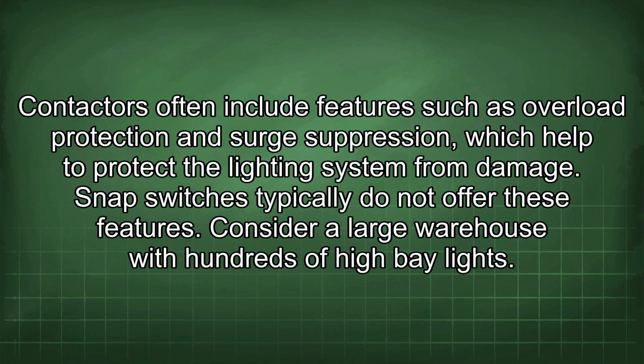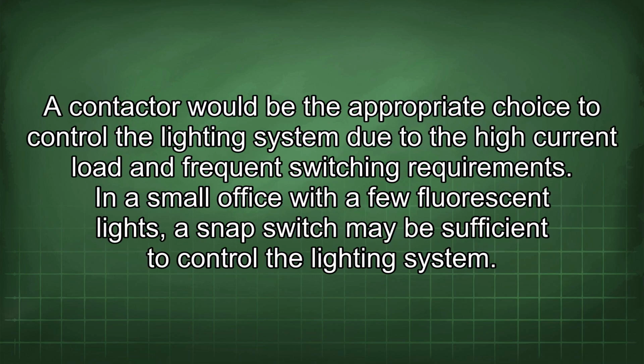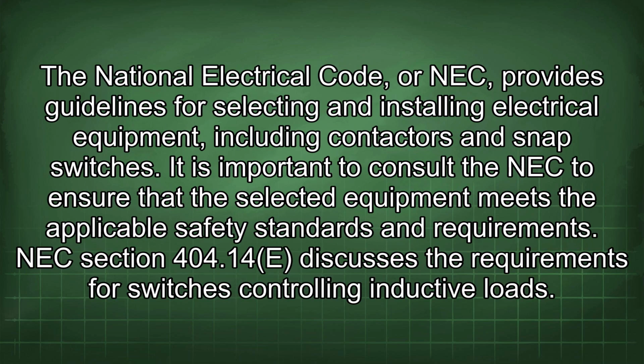Consider a large warehouse with hundreds of high bay lights. A contactor would be the appropriate choice to control the lighting system due to the high current load and frequent switching requirements. In a small office with a few fluorescent lights, a snap switch may be sufficient to control the lighting system. The National Electrical Code, or NEC, provides guidelines for selecting and installing electrical equipment, including contactors and snap switches.